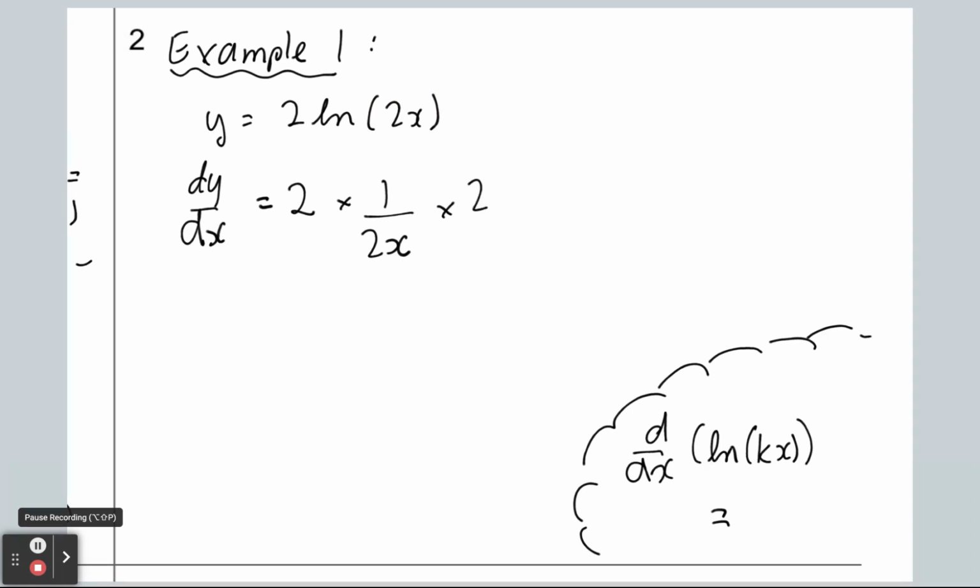Now this 2 and this 2 cancel out, and so we're left with 2 times 1 on x. I'm going to write that down, I'll explain why in a second. So left with 2 times 1 on x, which we can then simplify to 2 on x. That is our answer. Now here's the bit I wanted to point out. This bit here, 1 on 2x times 2, the 2s cancel out. Can you see that? I started off with ln 2x and I end with 1 on x, even though I had a number in here.